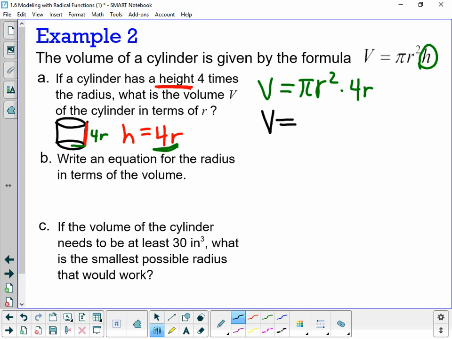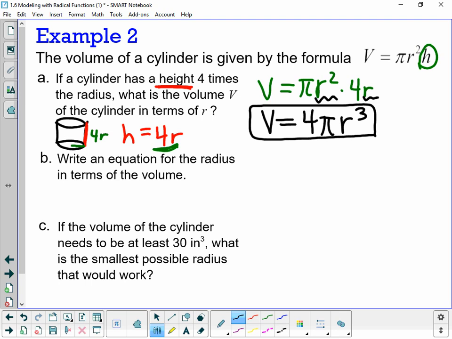So we should simplify that a little bit, and it would be customary to write it as 4 pi and then r to the third power. We just combine these r's into one r with the power 3. So this would be the equation for the volume of this particular cylinder in terms of r, and that's a cylinder whose height is 4 times its radius.